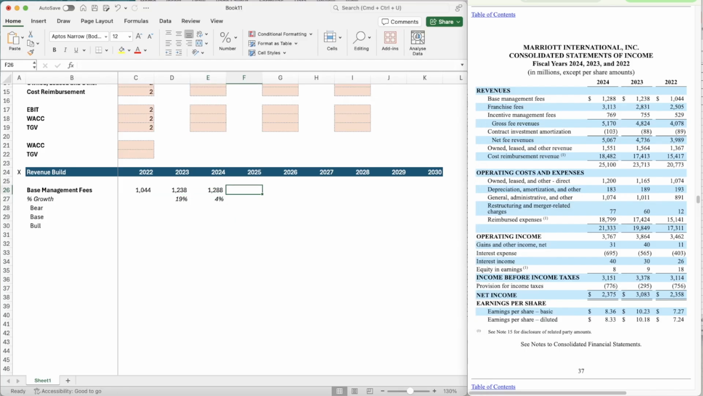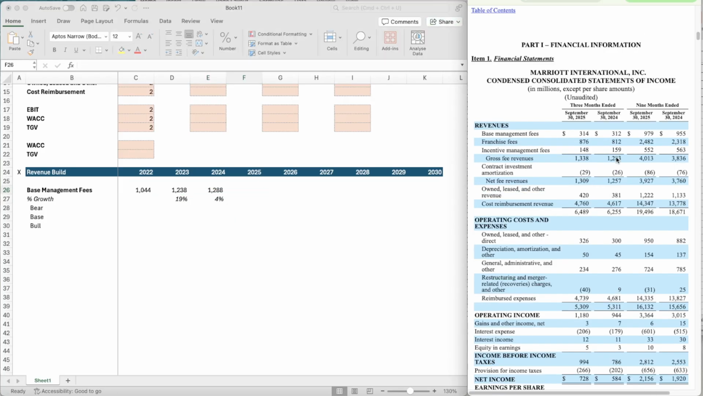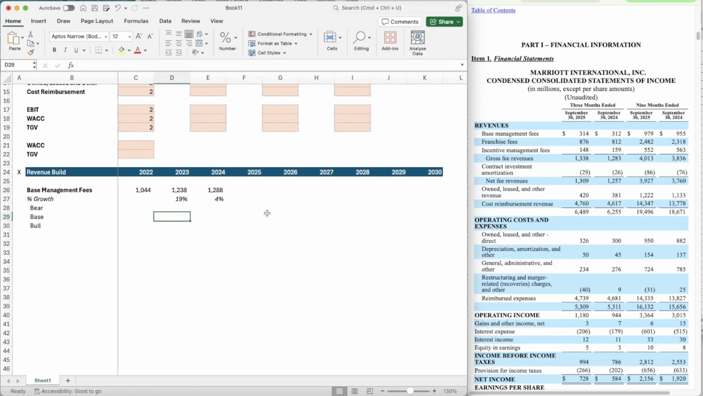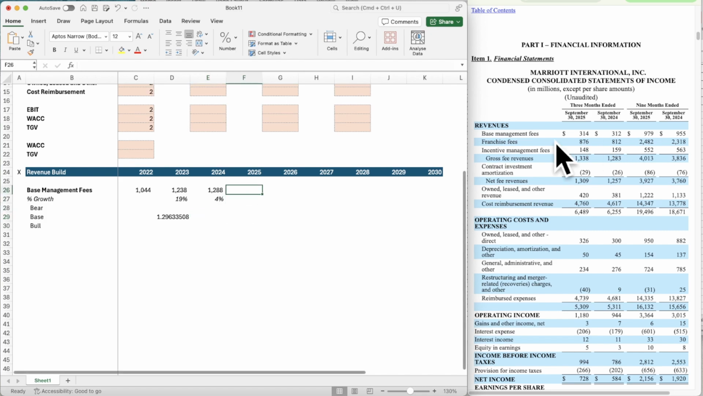And to get 2025, we come onto our NQ. We can see that in 2024, by the first 9 months, they're at 955 million. They finished the year on 1238. So we're just going to take this 1238 divided by 955. That gives us 1.2963. Right, that can be our multiplier for this one.